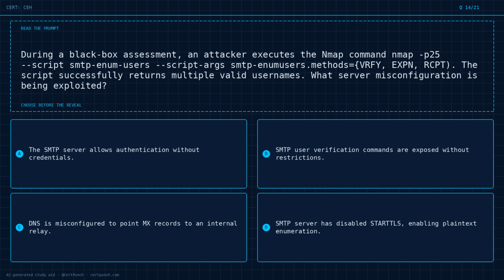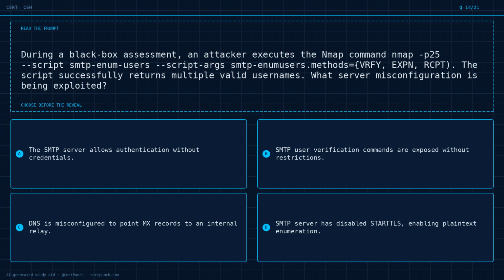Question 14 of 21. During a black box assessment, an attacker executes the nmap command nmap -p25 --script smtp-enum-users --script-args, the value shown on screen, expn rcpt. The script successfully returns multiple valid usernames. What server misconfiguration is being exploited?